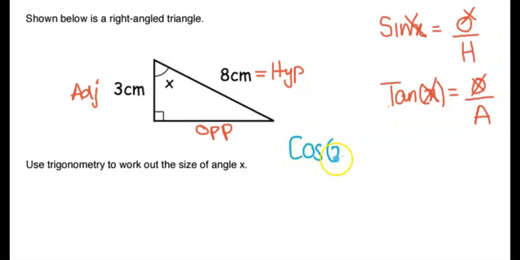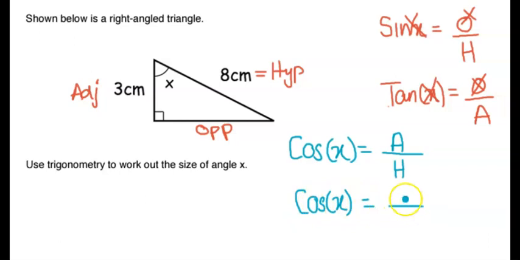Cos x equals adjacent over hypotenuse. Do I have the x? No. Do I have the a? Yes, 3. Do I have the h? Yes, 8. Out of 3 things, 2 should be known. So we write it down. Cos x equals adjacent, which is 3, and hypotenuse, which is 8.